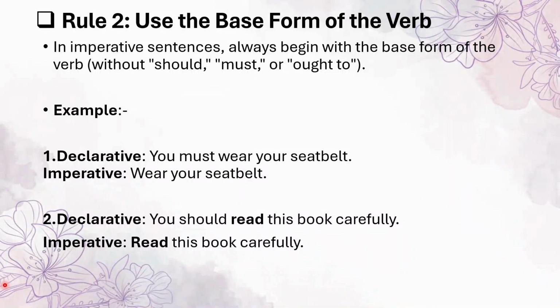Why does this happen? Because imperative sentences are all about giving orders, instructions, advice, or requests directly. And in English, the natural way to do that is by starting with the base form of the verb. If you say you should go to the doctor, it sounds like advice, but when you say go to the doctor, it becomes a clear instruction.